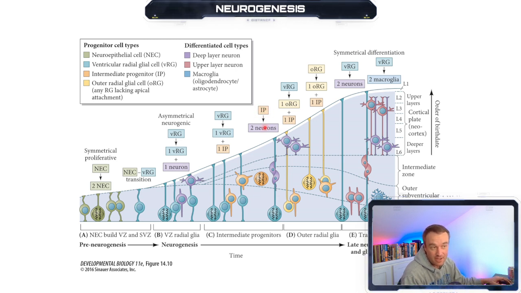They do this asymmetrically, so this is asymmetrical, right? Because it's making two different cells. Symmetrically, they only make more neurons, right? They don't make more IP cells. So they'll make more neurons during the intermediate progenitor stage, during later neurogenesis.